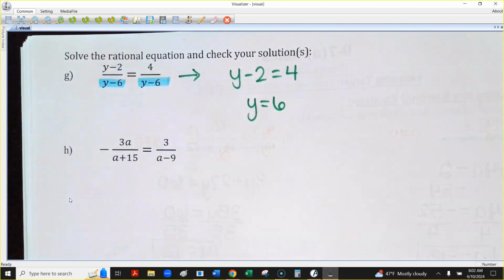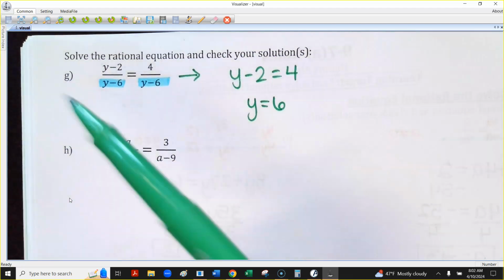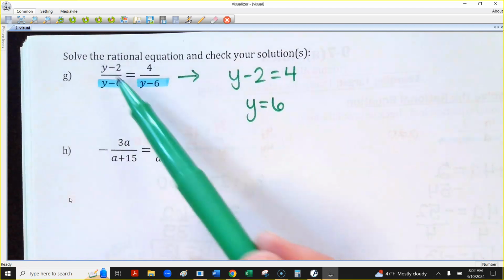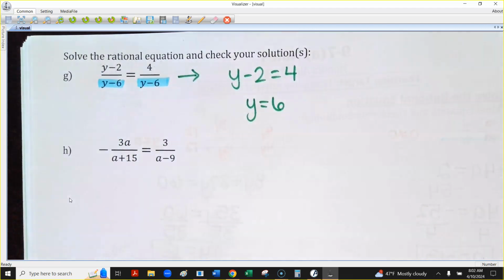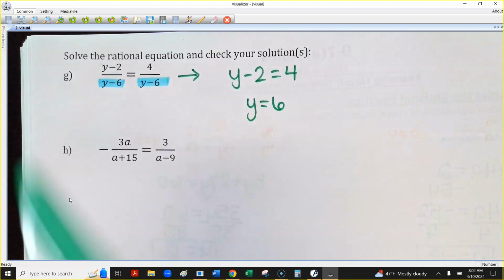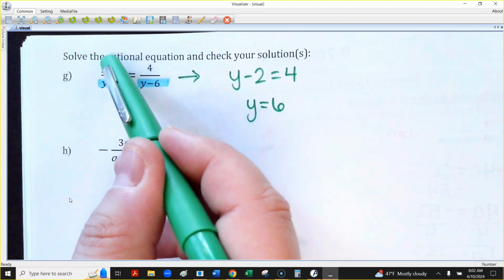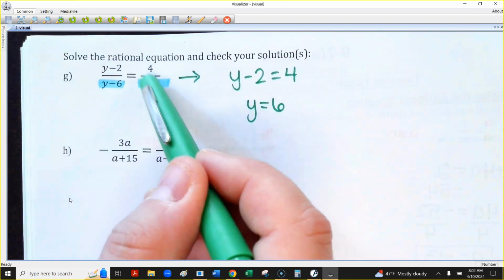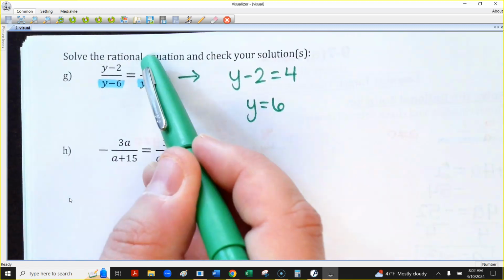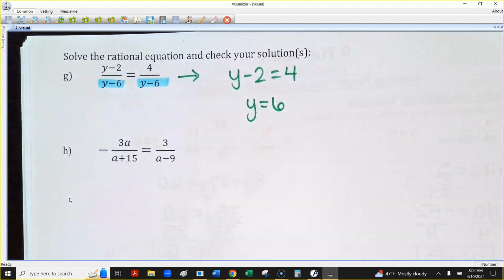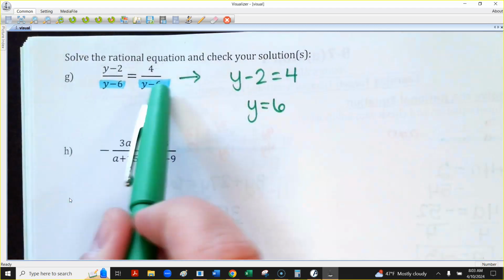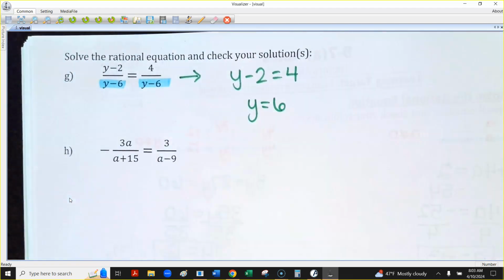Now, the reason I'm telling you, if the denominators match, it forces the numerators to be equal. This would be an excellent example. If you wanted to solve this like a normal proportion, you could do that too. But if you did that, you'd have to FOIL, like y minus 2 times y minus 6, 4 times this, and it would end up being a quadratic. Whereas if I notice these match, just cross it right out, and that's my answer, and I'm done.